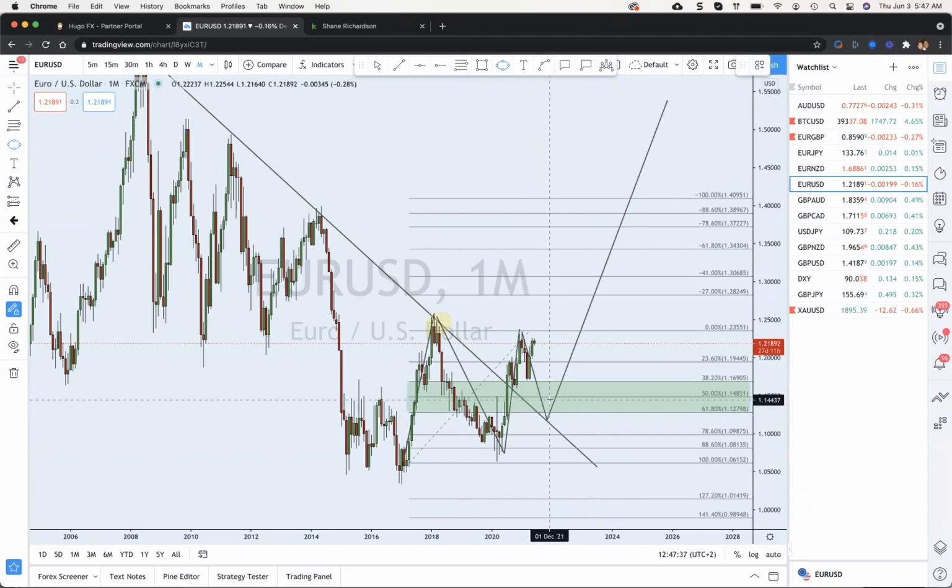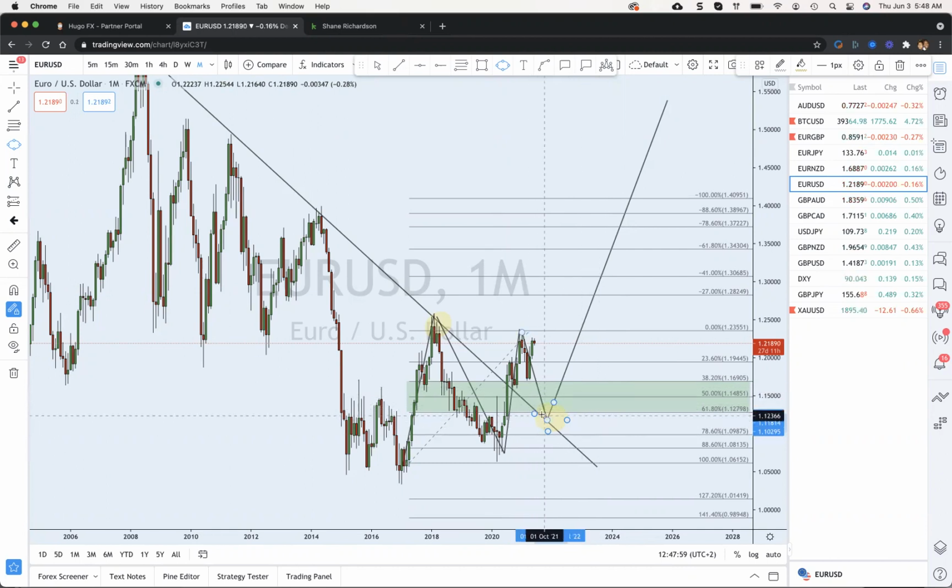For example, if it comes down here, once price hits this area right here, wherever the structure is, there's a trend line here. Okay, that's one confluence. Then you have Fibonacci 618. That's another confluence, another reason to enter.